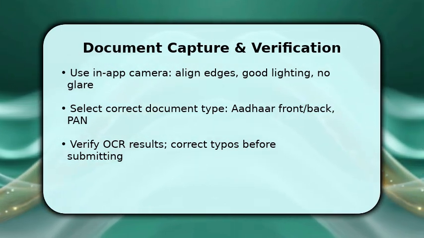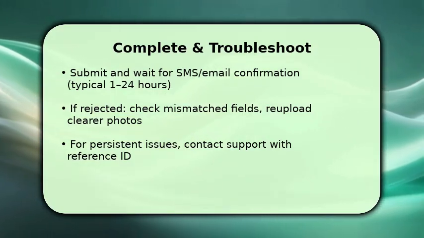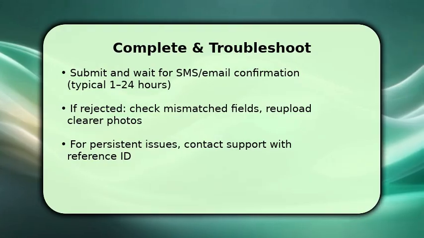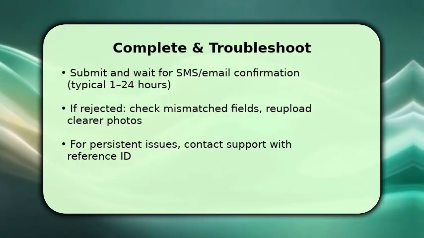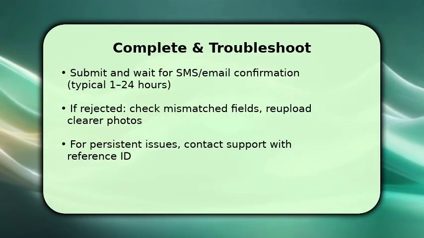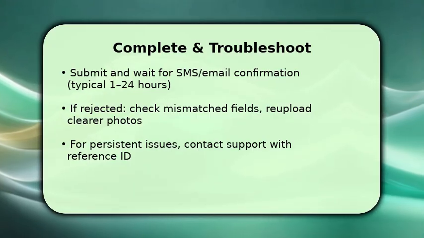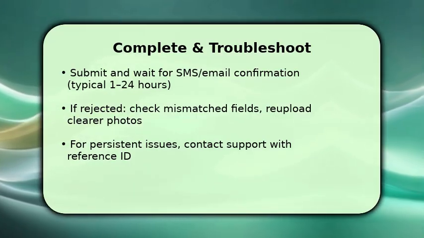You submit your KYC once all fields and uploads are correct, then wait for confirmation via SMS or email. Processing can take from 1 hour up to 24 hours. If the application is rejected, review the rejection reason, correct mismatched name or DOB, and upload clearer photos. Glare and low resolution are common causes.